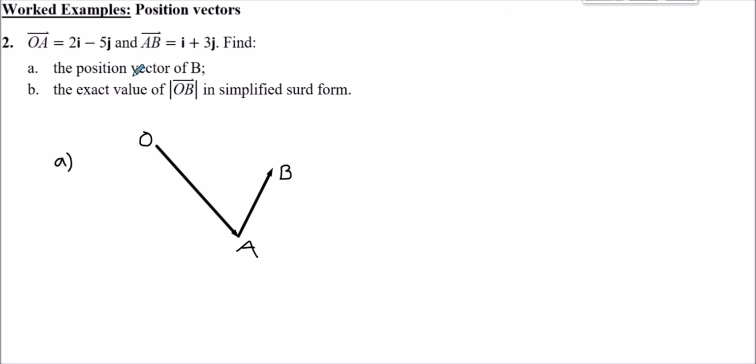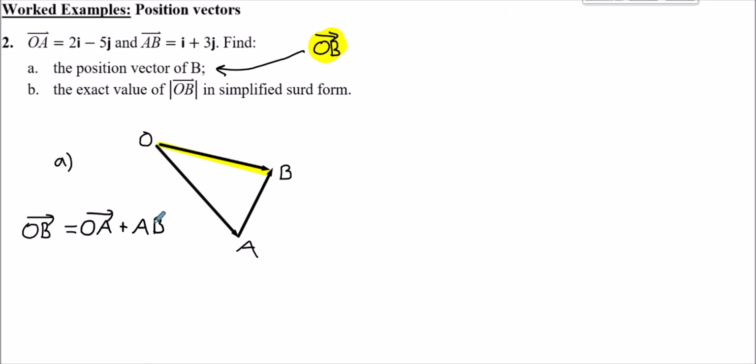So the position vector of B, okay, that by the way is equal to OB. So what we want to find is OB, which is this line here. I'm hoping you can see now, for part a, to go from O to B, using known vectors, we could detour from O to A first, and then from A to B second.